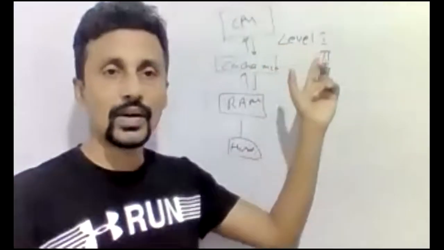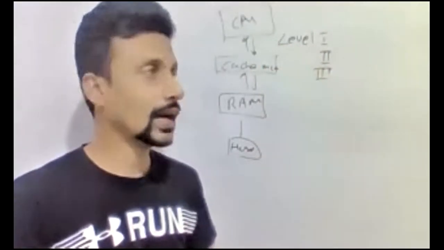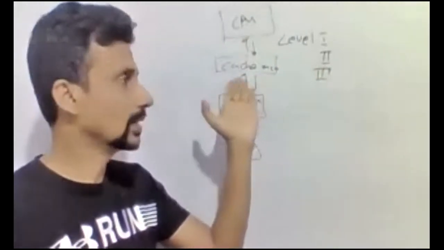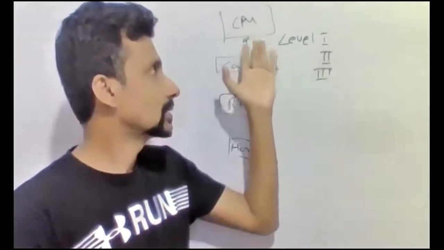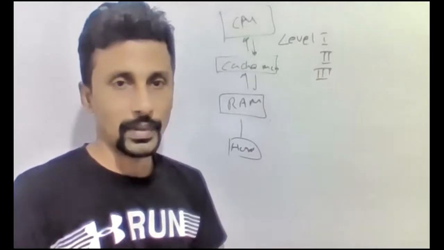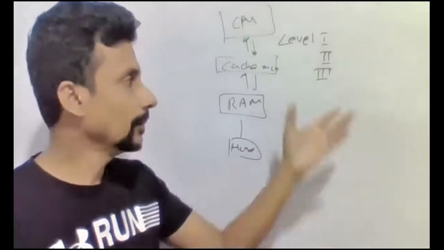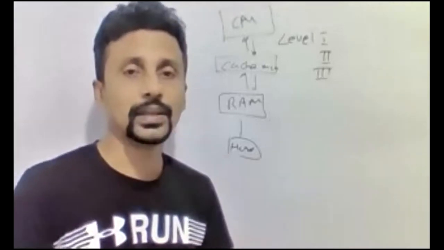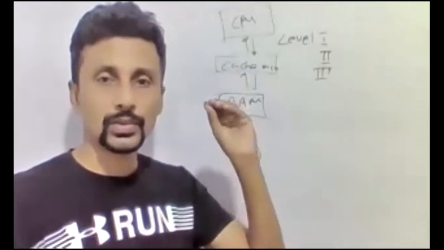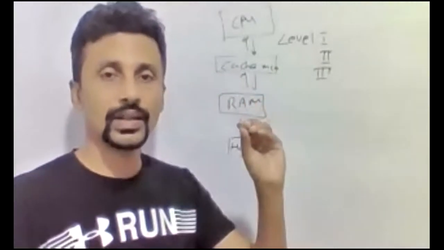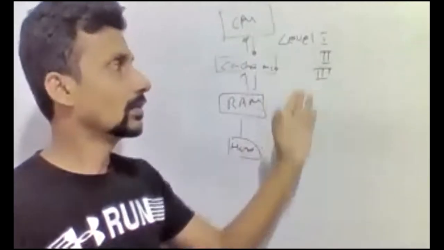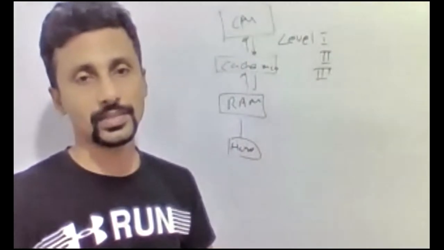Anyway, usually level 1 and level 2 are there inside the CPU, but I leave it here because I want to explain that. Inside the CPU, you can find the registers and cache memories. But level 3 cache memories are there on your motherboard, right? So by having the cache memory, your CPU efficiency and speed will become faster.